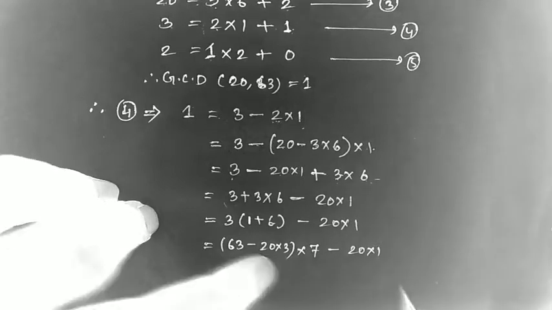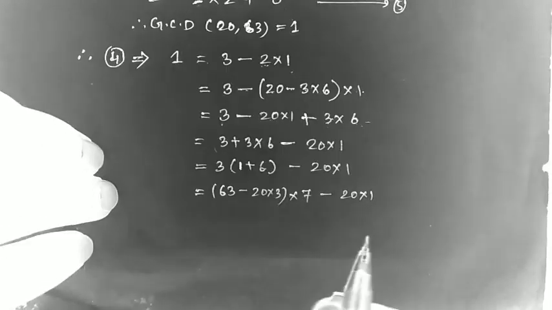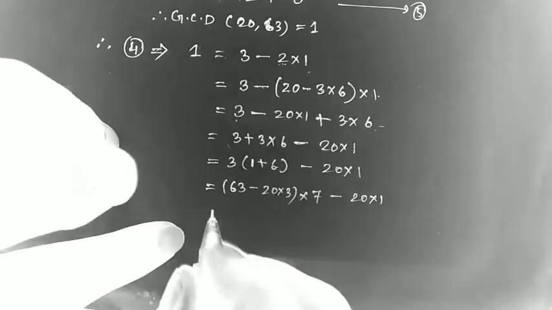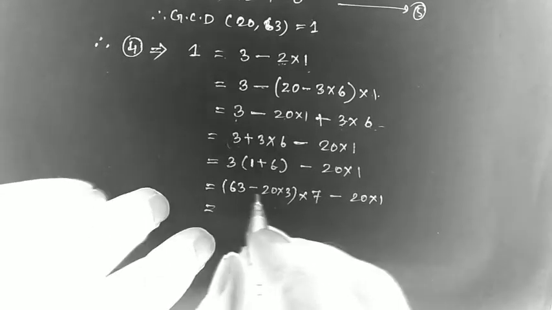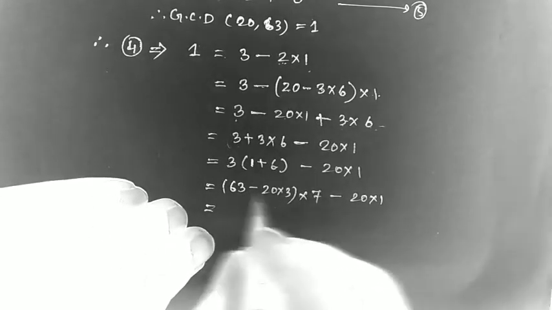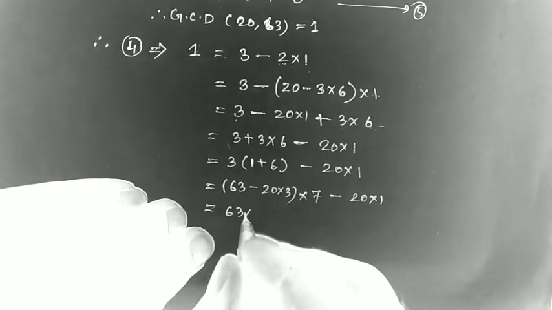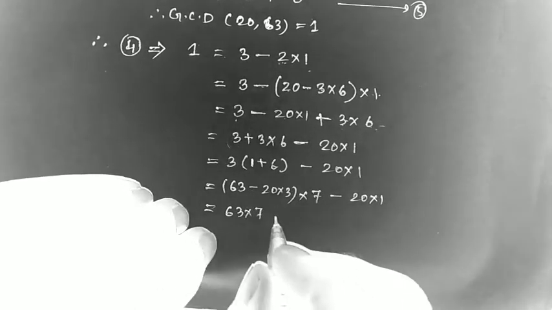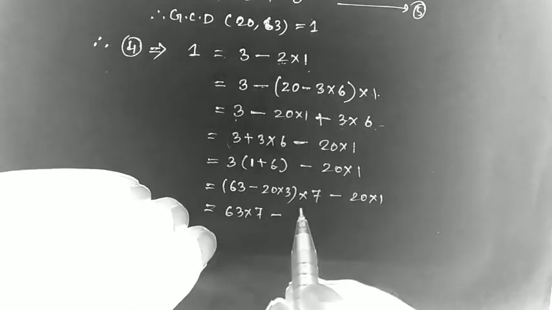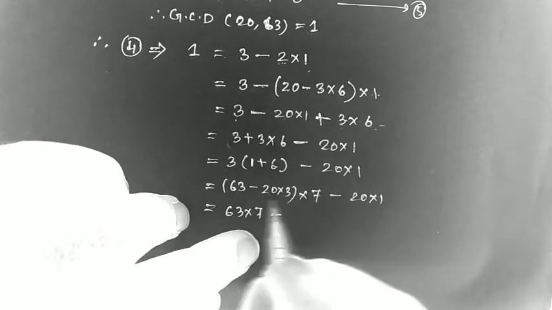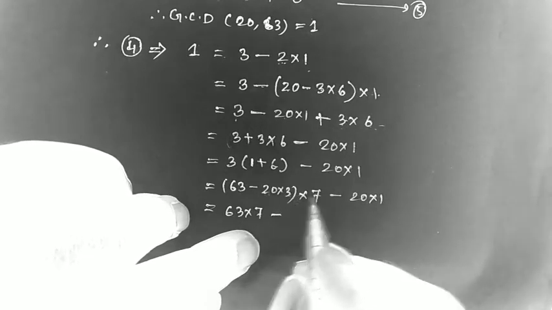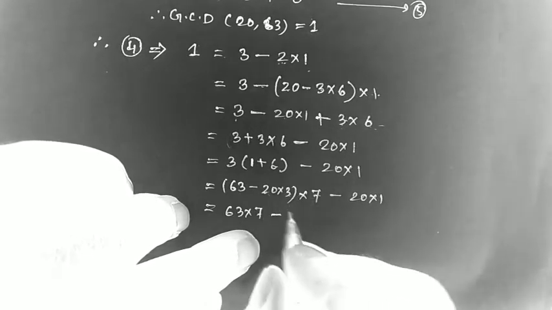Why am I writing these things together? Because we can take 3 common. Now see, minus 20 into 1 remains the same. One number we have got. In our given equation we have 20 and 63. We got 20. Now we have to get 63. Now see, what will you do? We have the value of 3.